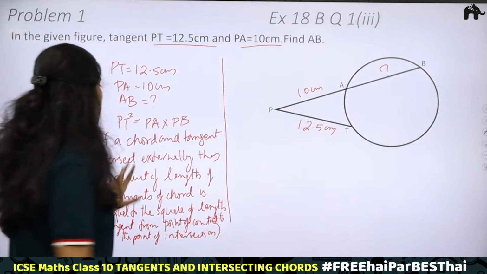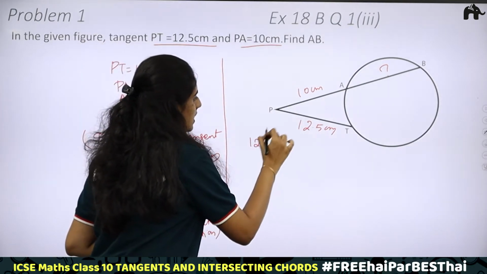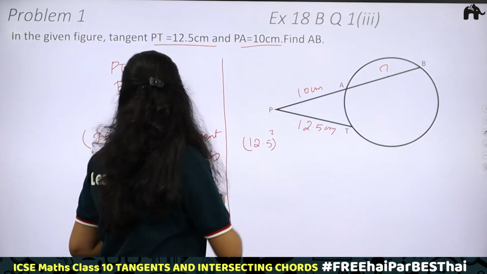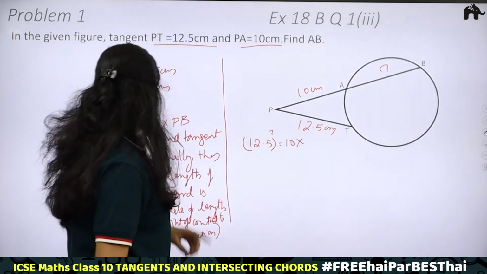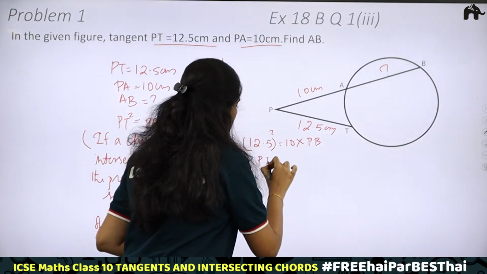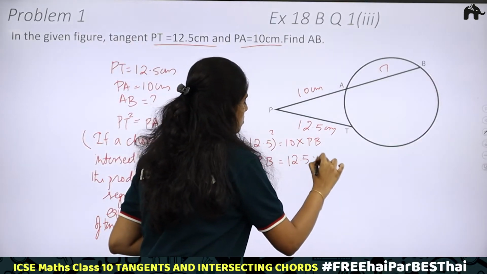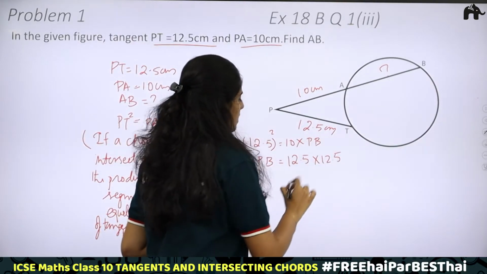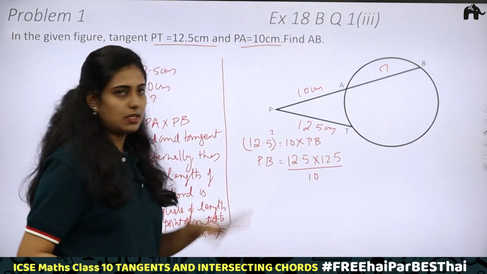Now we have PT square. Put the values. What is PT? PT is 12.5 square, which is equal to PA, 10, into PB. PB we don't know, we can find PB. Then PB will be equal to 12.5 square, which is 12.5 into 12.5, divided by 10, taken to the opposite side.